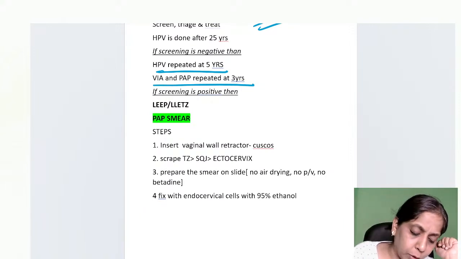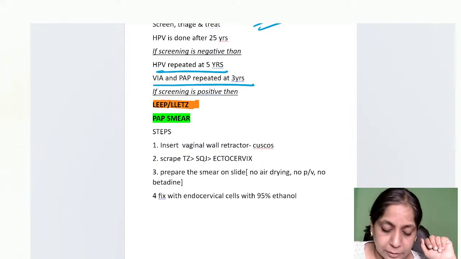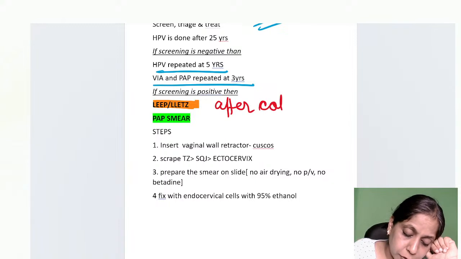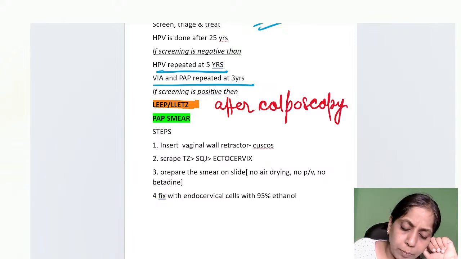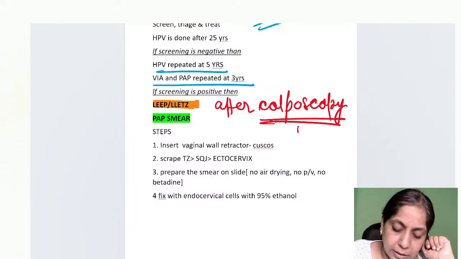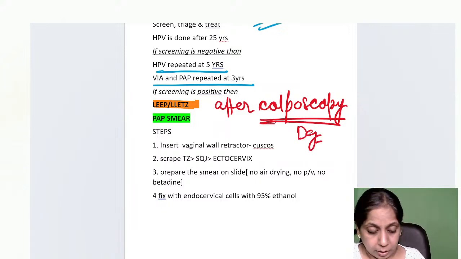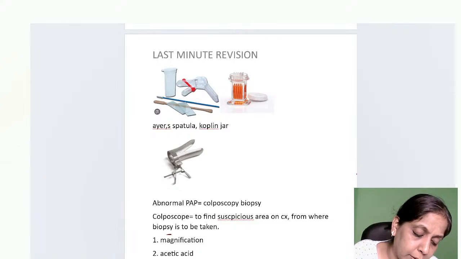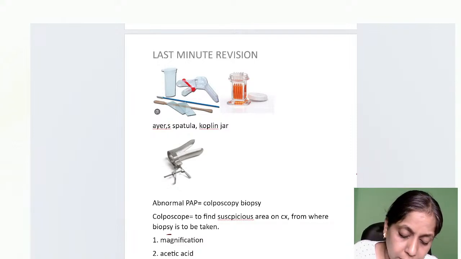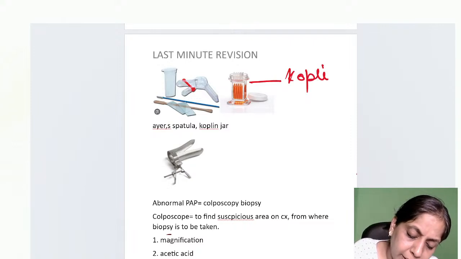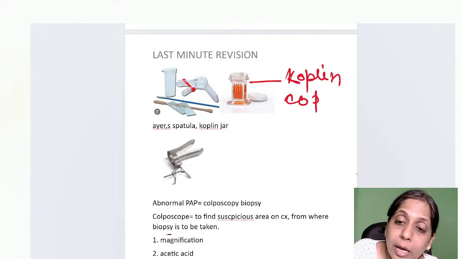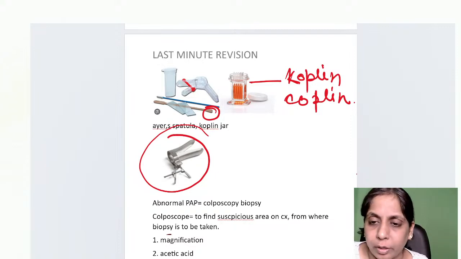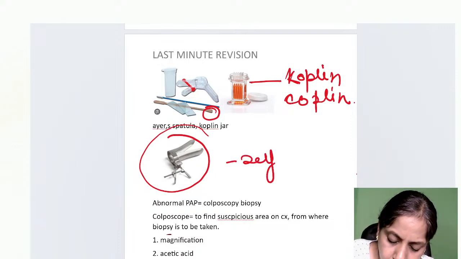If the Pap smear comes positive, then we have to go for the LEEP and LLETZ procedure, or after colposcopy. After colposcopy biopsy, after the diagnostic test, we have to go through this process. Okay. Right. So these are the instruments which we can use for the Pap smear. This is a Coplin jar. It can start with K, it can start with C. It is a Coplin jar. This is Ayre's spatula. This is Cusco's speculum. Because it is self-retaining, we use it in the OPD.